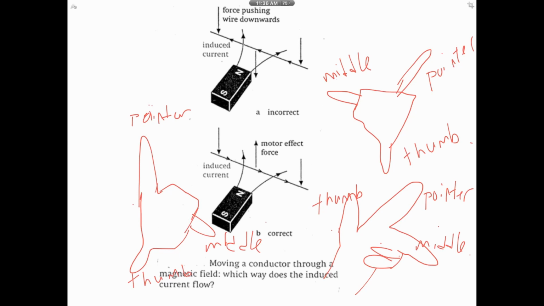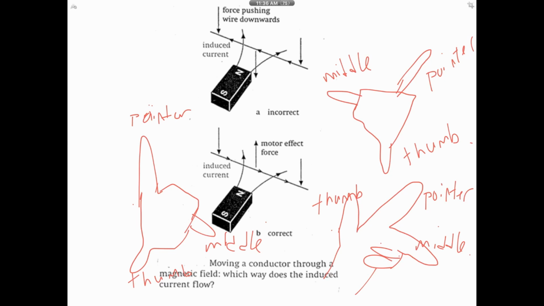Okay, anyway, so that is how you use Fleming's right-hand rule. The field is the pointer finger, then the thumb points down, and then you get the current. So field this way, that's my pointer finger. The thumb goes downwards because that's the direction of motion of the conductor, and then you get the current here, the induced current.